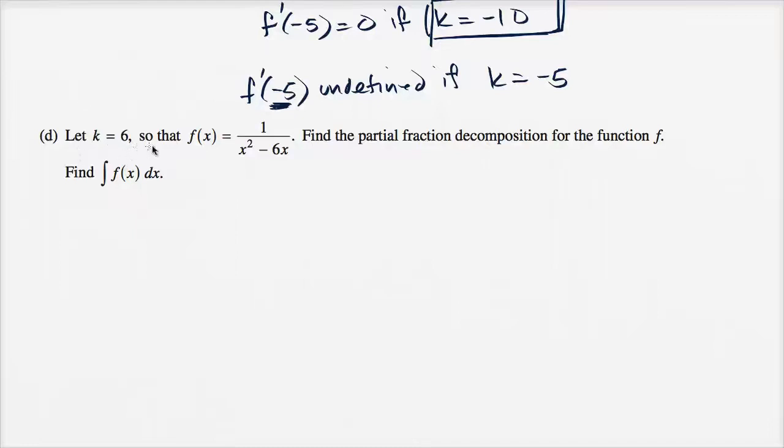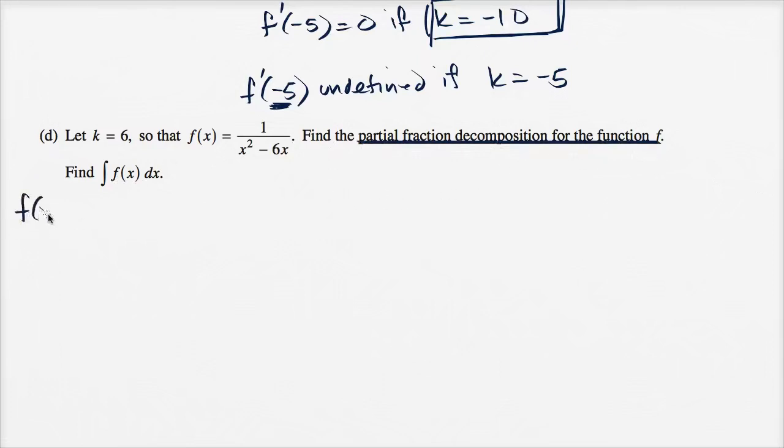Let k equal 6 so that f of x is equal to 1 over x squared minus 6x. Find the partial fraction decomposition for the function f. Find the integral of f of x dx. And so let's first think about the partial fraction decomposition for the function f.